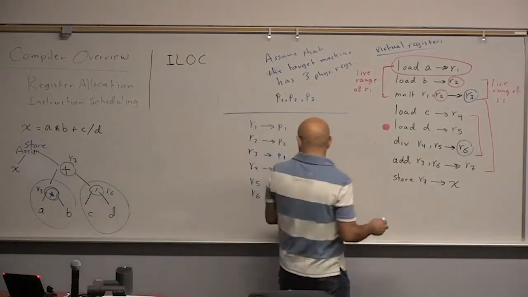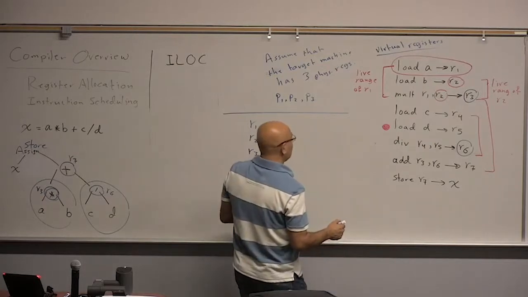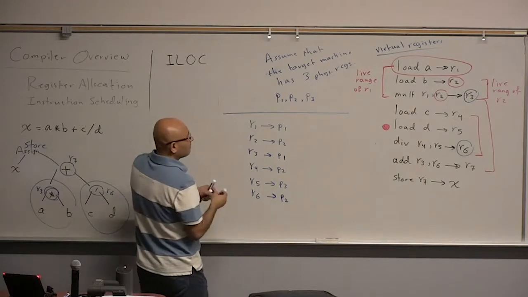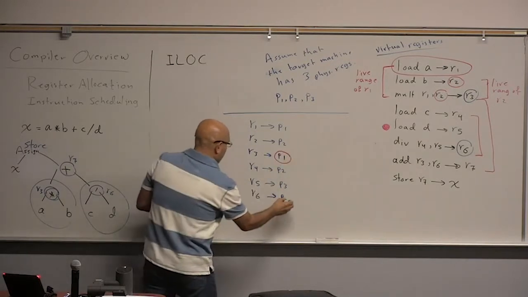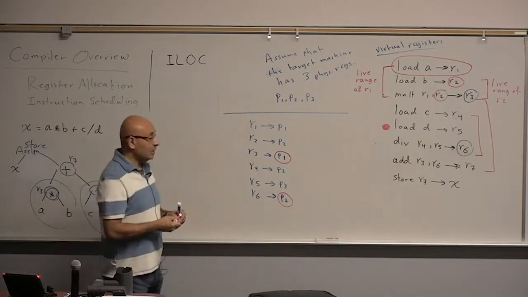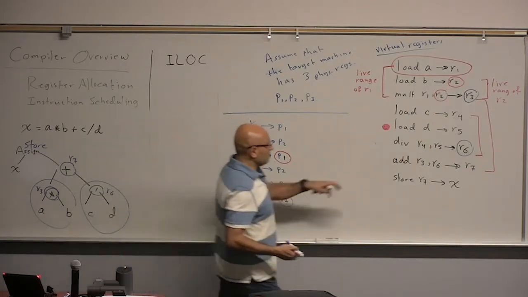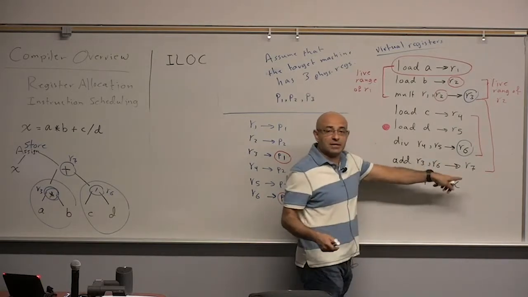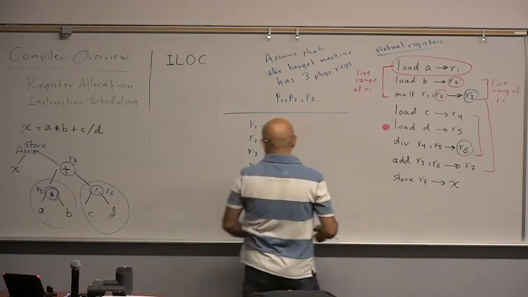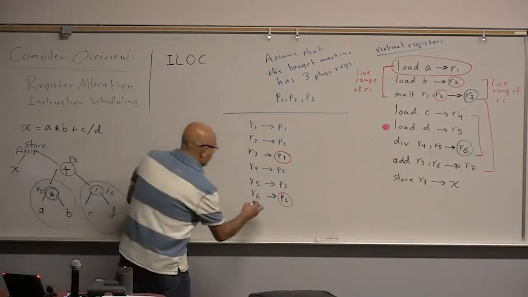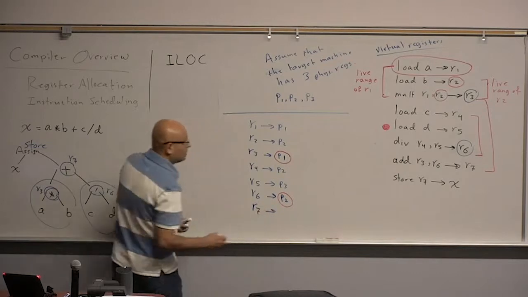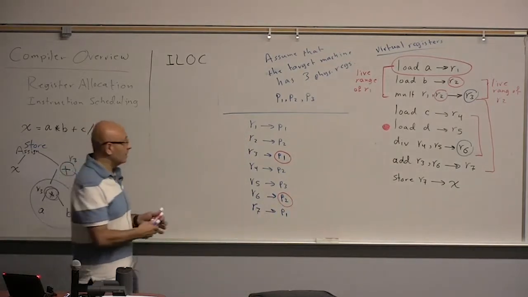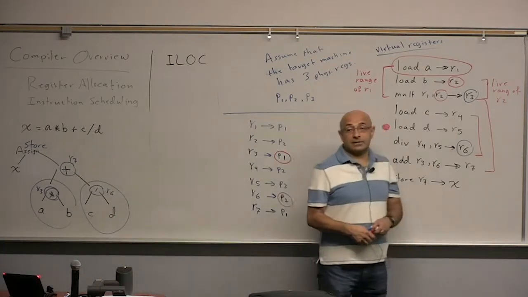And now for R6. R3 is in P1, R6 is in P2, right? And in fact, after we are done with R3 and R6, we can use any register that we want. So for R7, you can use anything that you want. And let's stick to the rule of using the smallest number. So we'll just use P1 for R7. And then we store P1 into X.